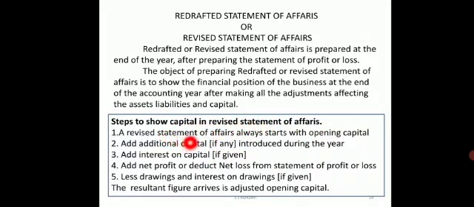Any additional capital, add it. If interest is given on capital, add it. If there is net profit, add it, or if there is net loss, deduct it. Then, drawings and interest on drawings, if both are given, have to be deducted. So whatever figure arrives after adjusting these four or five entries according to the given transactions, it will show the opening adjusted capital.